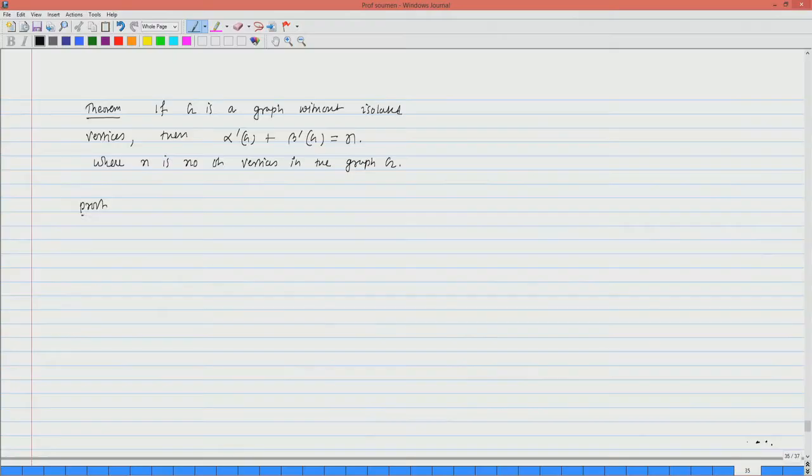So, an edge cover, you must have noticed, is a set of edges which covers all the vertices, whereas a vertex cover is a set of vertices which covers all the edges. Okay. So, there is some similarity. Let us prove this theorem which says that the size of the maximum matching plus the size of the minimum edge cover is equal to the number of vertices in the graph G. I have stated this theorem in the previous part of this lecture.